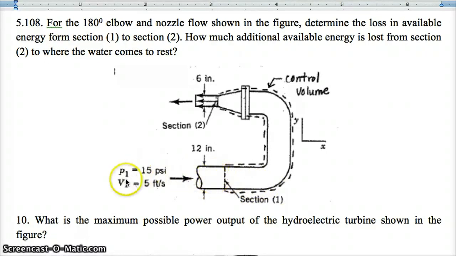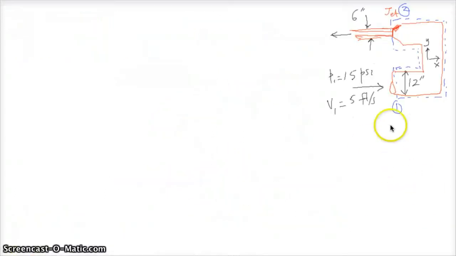The information that we need to solve this problem is provided in the figure, and the control volume is given as well. Considering the control volume shown with the dotted blue lines, we call section 1 before the elbow or the bend, and section 2 after the second elbow. So it's a 180-degree turn. The pipe itself is 12 inches in diameter, but the jet or the nozzle is 6 inches in diameter.